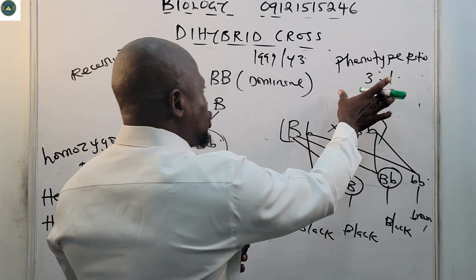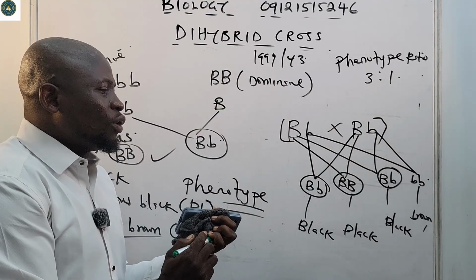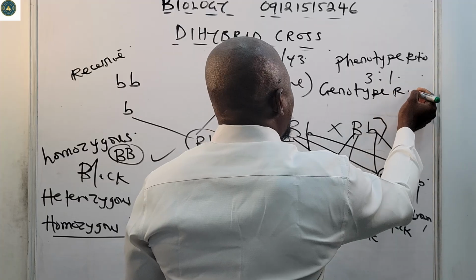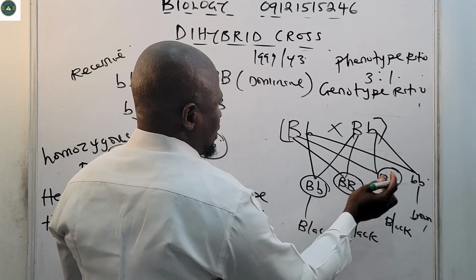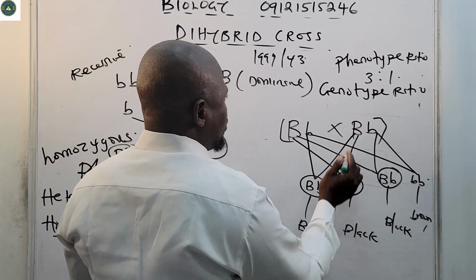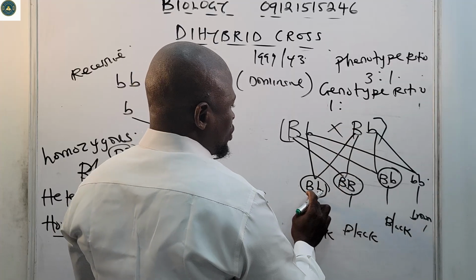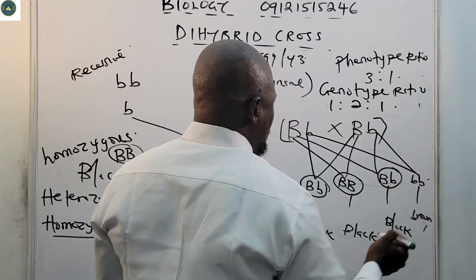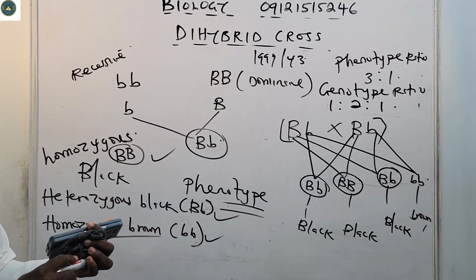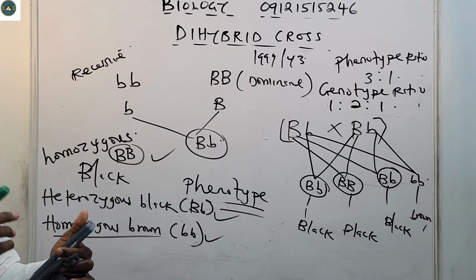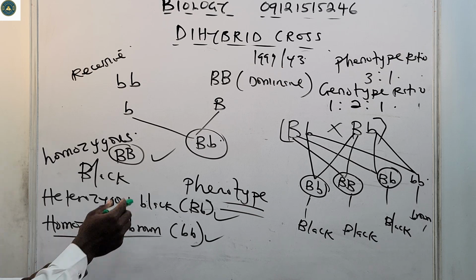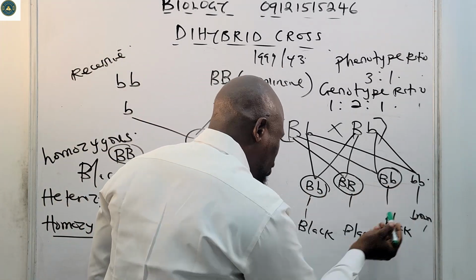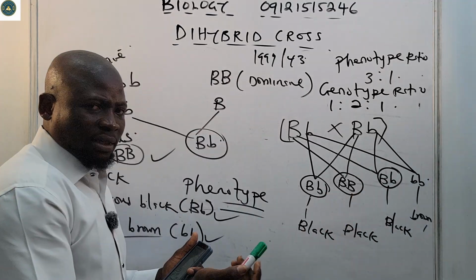Although the phenotype ratio will be 3:1, the genotype ratio, who will tell me? Obviously it will be 1 homozygous black to 2 heterozygous black, then to 1 homozygous brown. So the number of genotypes we are going to see here is 3 different types. You might say 4, 1, 2, 3, 4, but this one is appearing twice. We're not counting twice.